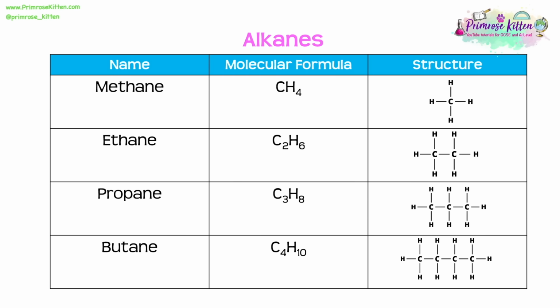So now let's look at this summary. Here we've got methane, which has the formula CH4. Ethane has the formula C2H6. All of these formulas are obeying that rule of CnH2n+2. Propane is C3H8 and butane is C4H10.